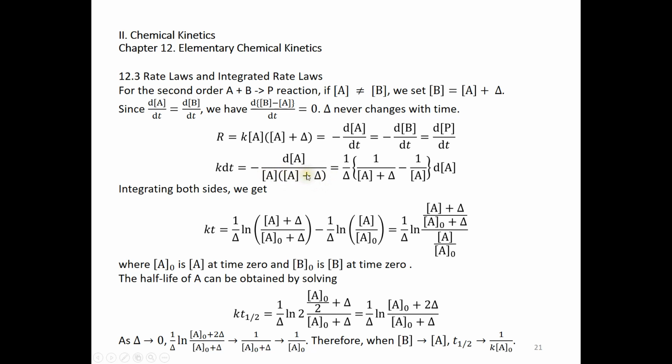How do we integrate this by hand? Well, we can separate this into two. We get this expression. So I'll let you verify the left side of the equal sign equals the right side. Alright, we can now integrate both sides. That's easy. kt is just 1 over delta times the integral of this, which is the logarithm, minus 1 over delta times the logarithm of this, which is easy.